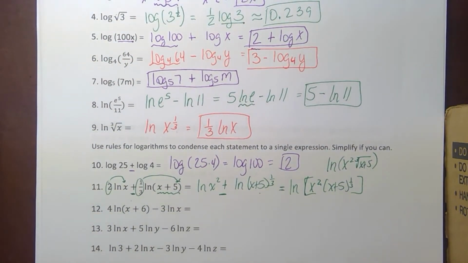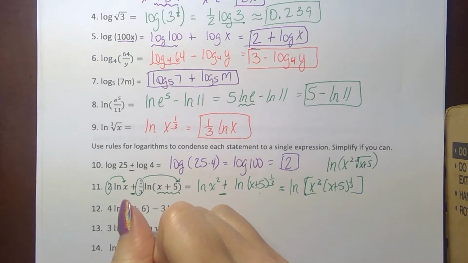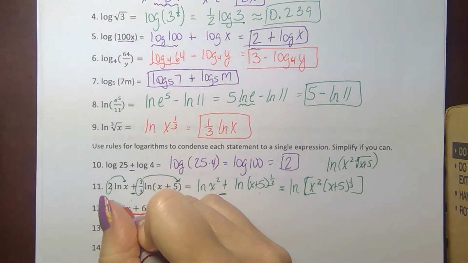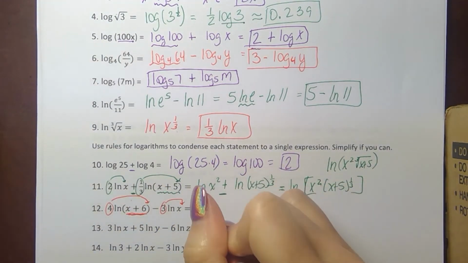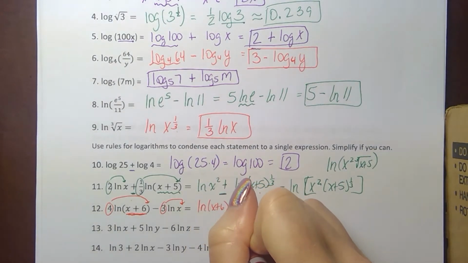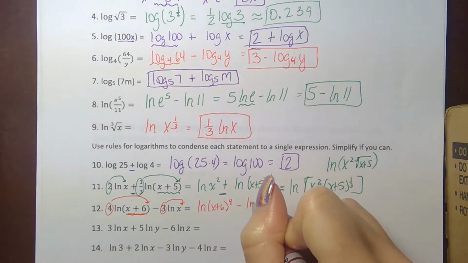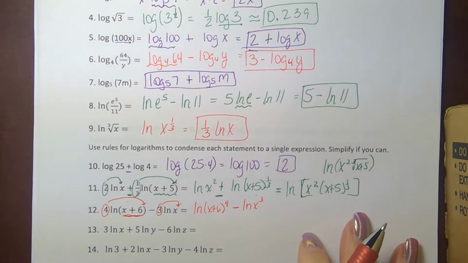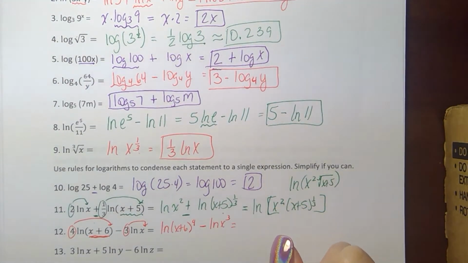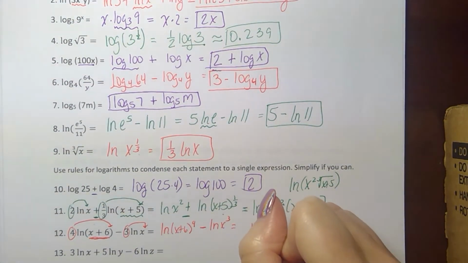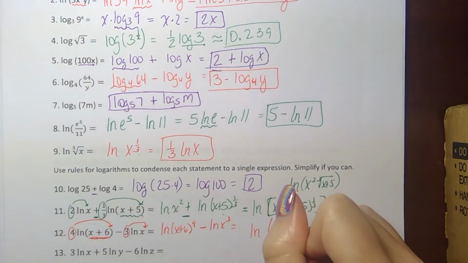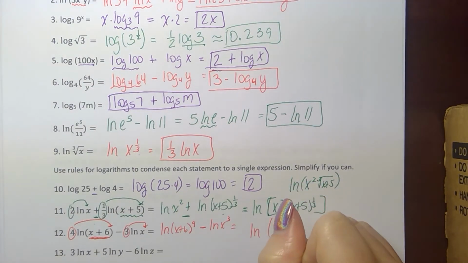All right, on number 12, again, I have a power rule. Can't do anything with that. That is an argument where there's addition in the argument. That does not have a rule that applies to that. So I'm just going to use my power rule. So I've got natural log of x plus 6 to the 4th power minus natural log of x cubed. Now I'm subtracting here. Subtraction pairs with division. So I need to use my quotient rule. They're both natural logs, so the base is the same. So I've got natural log of my quotient, whatever I start with goes in the numerator. So x plus 6 to the 4th power is my numerator, and then x cubed is my denominator.